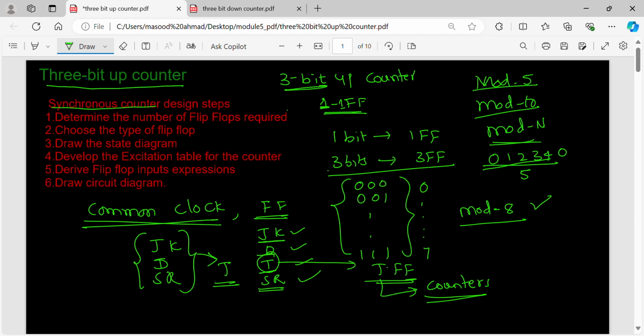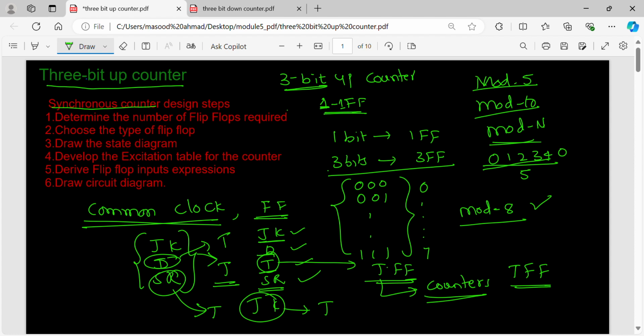If you are using JK in a counter, we will be using JK as T. If you are using D, we use D as T. If you are using SR, we use SR as T. In the design, we get those expressions. We don't convert it explicitly, but in the process it gets converted into T and then used. So in general, for a counter, if nothing is mentioned, you can use the T flip-flop, which will make your design simple and easy. There is no restriction against using any other flip-flop; you can use it.